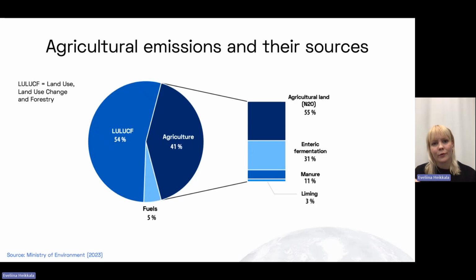And here is a more thorough breakdown of the agricultural emissions in Finland in 2021. So 54% of the emissions comes from the land use and land use change, and then 41% from the agricultural activities themselves. So these include the agricultural nitrogen emissions, enteric fermentation, manure management, and liming. And then only a few percent comes from the fuel usage.